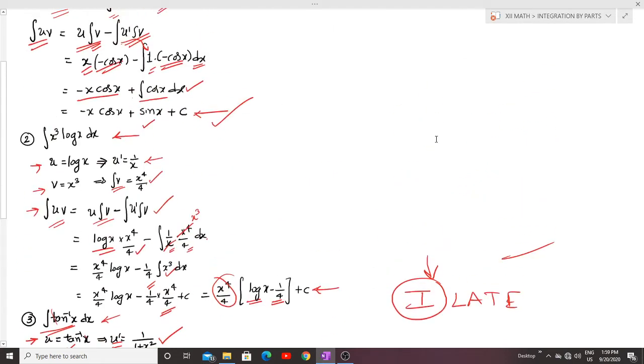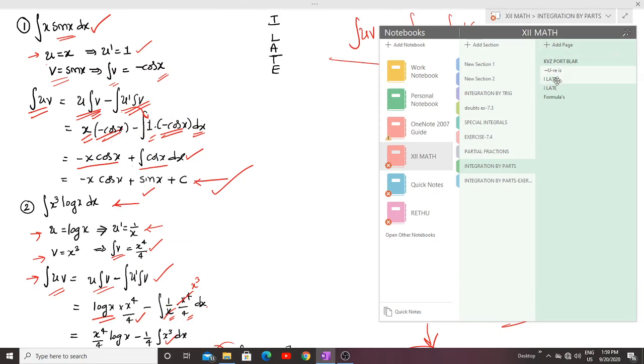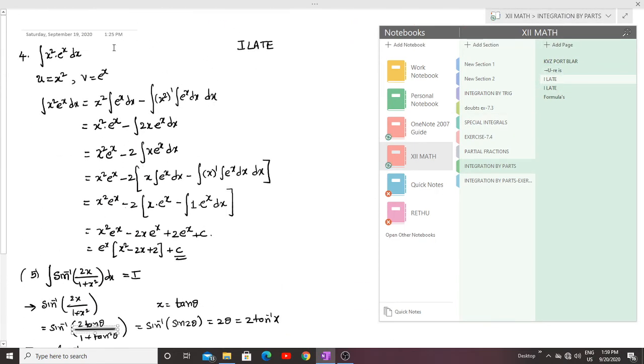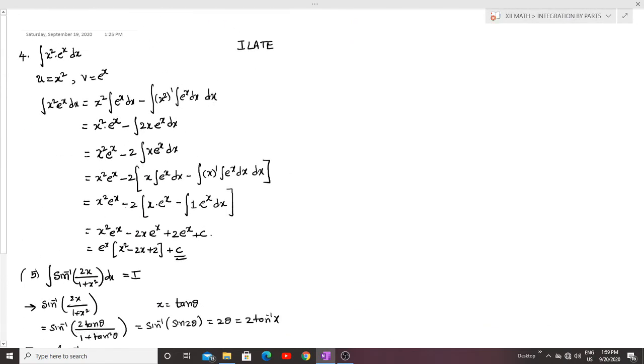Next, what are the next? Now this question, integration of one more question, fourth question. Look, integration of x square into e power x into dx.